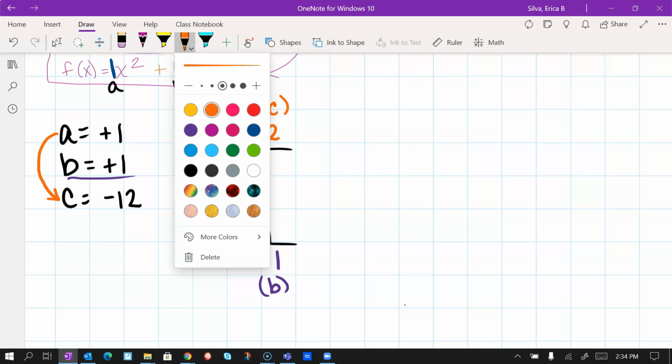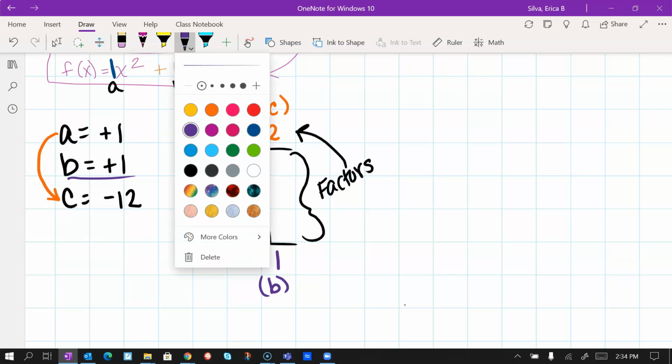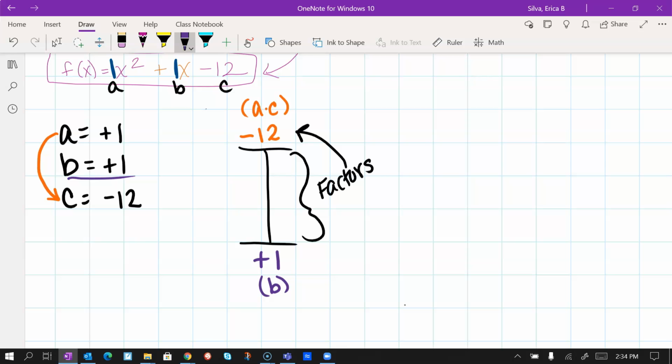So in this area, we're going to look for the factors of this number. And this part is going to save you a lot of time. I learned it from Mr. Edwards.